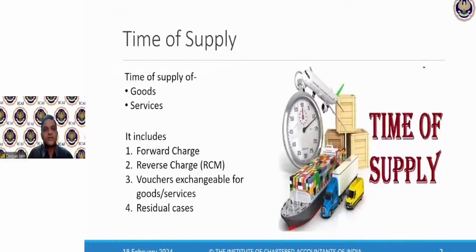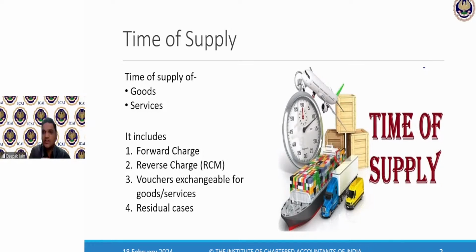Okay, so time of supply, what we will discuss today is basically two things. Today we'll discuss time of supply, and tomorrow we'll discuss value of supply. Time of supply has two things. Even though GST is on goods and services, the time of supply for goods and the time of supply for services is different, because the nature of those things itself, goods is different and service is different. That's why the time of supply of goods is different, time of supply of services is different.